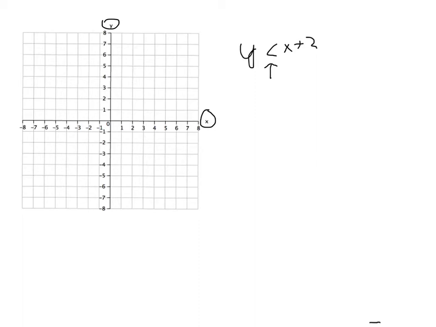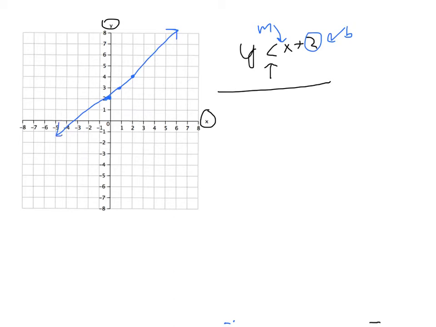Okay, so what we'll do here is we're going to graph it like a typical line. So I'm going to look at my y-intercept, and I'm going to look at my slope, and I'm going to graph this line. So the y-intercept is 2. And my slope is 1. So up 1 over 1, up 1 over 1. And I go ahead and I graph the line.